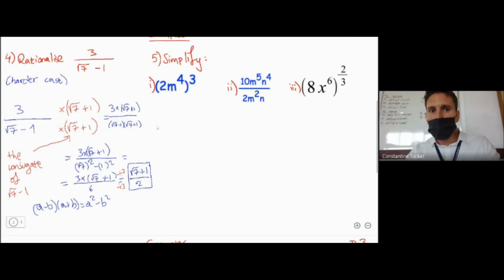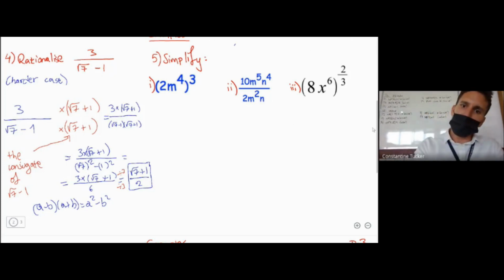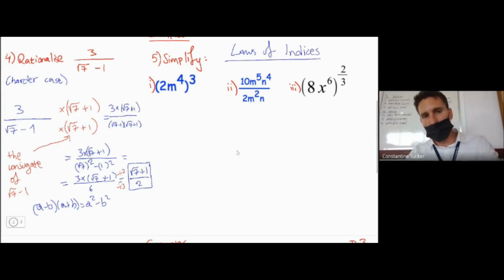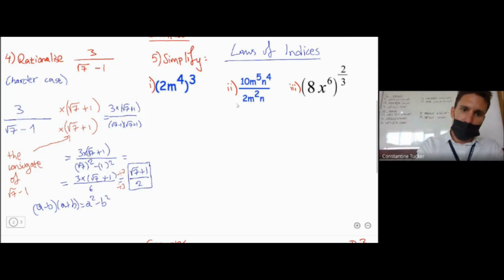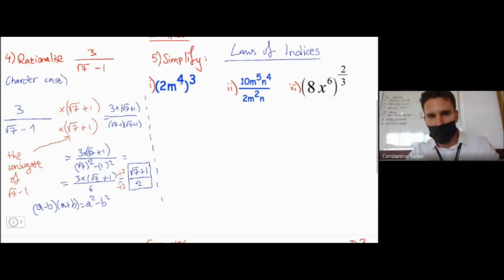Right, moving on to laws of indices. So this topic here is called laws of indices. Basically, we've seen this stuff for GCSE, but we're doing a crash course here. So how do we simplify this expression, 2m to the power of 4 and all that raised to the power of 3? The calculator cannot do it for us, so we have to use our brains. Now, how does this work?